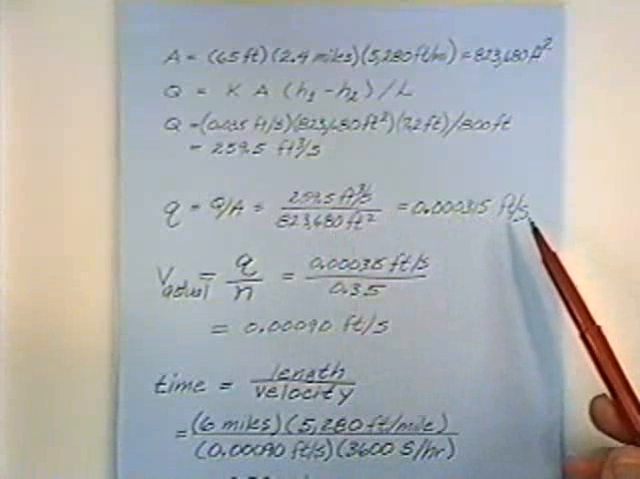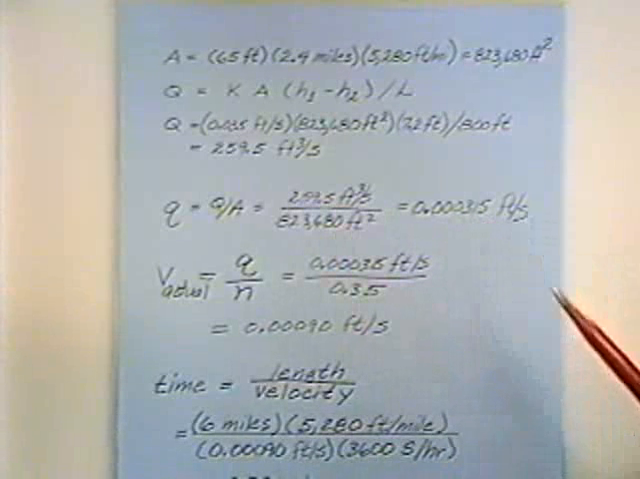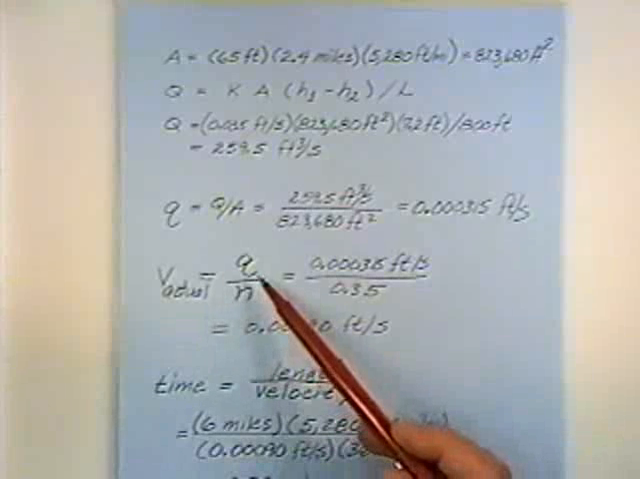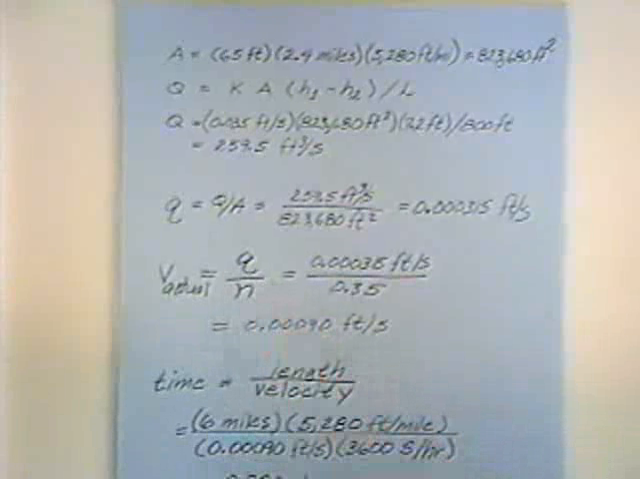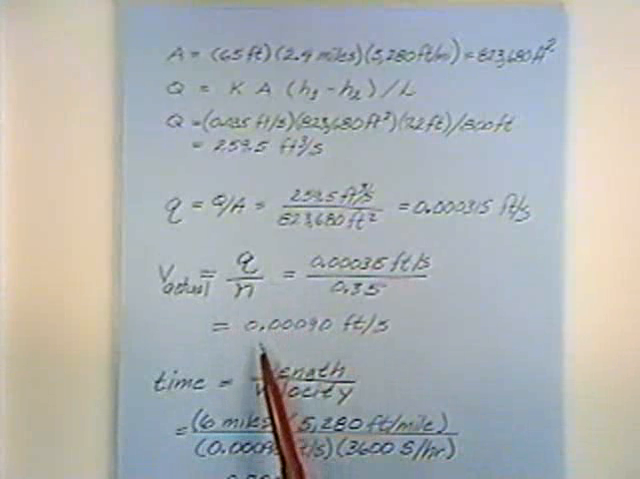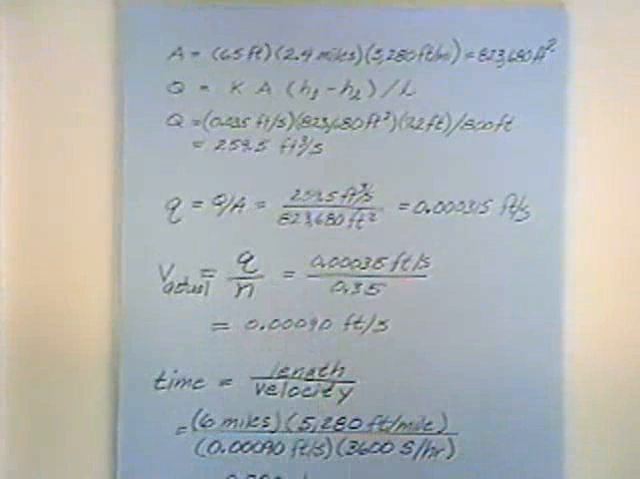0.000315, but that's just an apparent velocity. That's not the actual velocity. If we went back to the previous page in the notes, we'd have to divide it by the porosity to get the actual velocity. And so the actual velocity is 0.0009 feet per second.